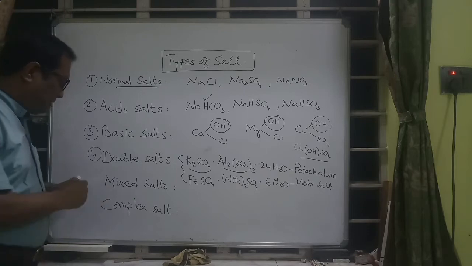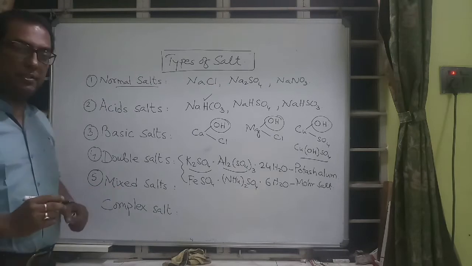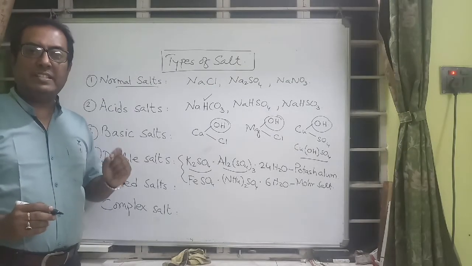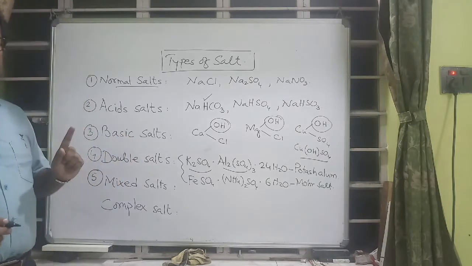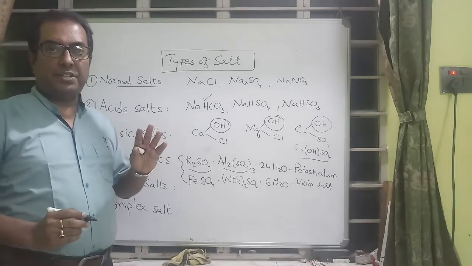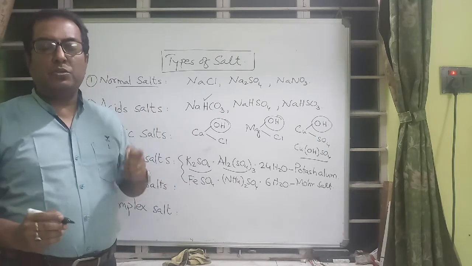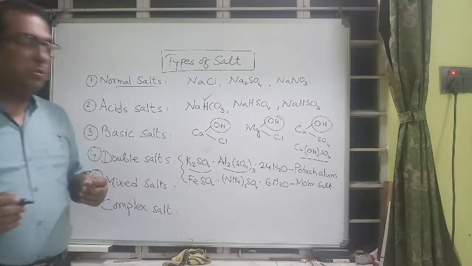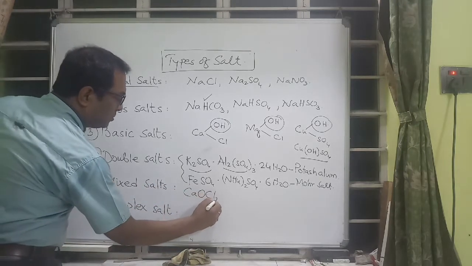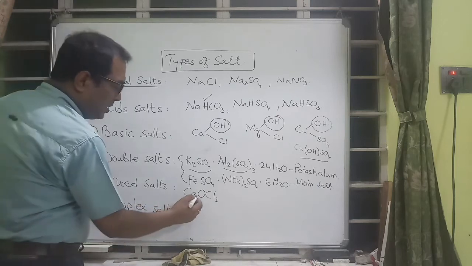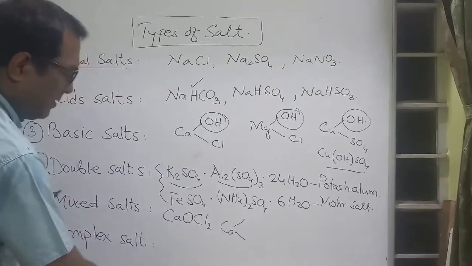So students, let us go to the fifth type of salt, that is mixed salt. In mixed salt, we will see either the salt contains more acid radical than basic radical, or more basic radical than acid radical. To cite some examples, I would just say CaOCl2. So in this case, you can see that calcium is having two hands. I will just rub it out.